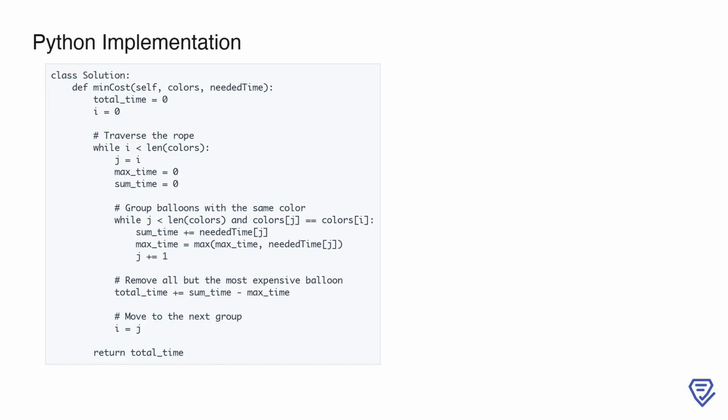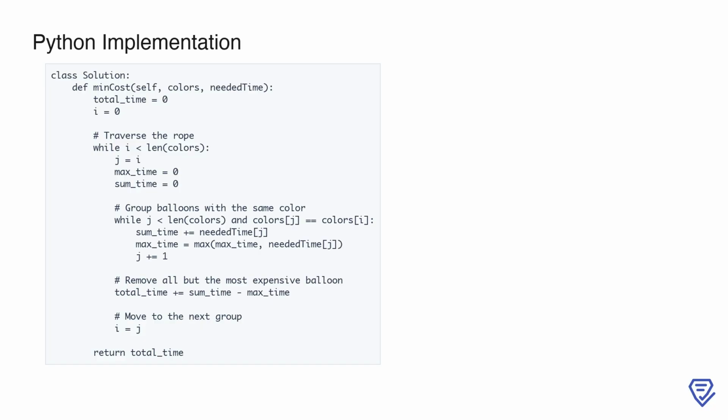A while loop iterates through the string, grouping consecutive balloons of the same color. For each group, it calculates the sum_time, the total removal cost for the group, and determines the max_time, the cost of the most expensive balloon in the group. The key idea is to remove all balloons in the group except the one with the highest cost. This is achieved by adding sum_time minus max_time to total_time. Finally, the algorithm moves to the next group by setting i to j, where j is the index after the current group.